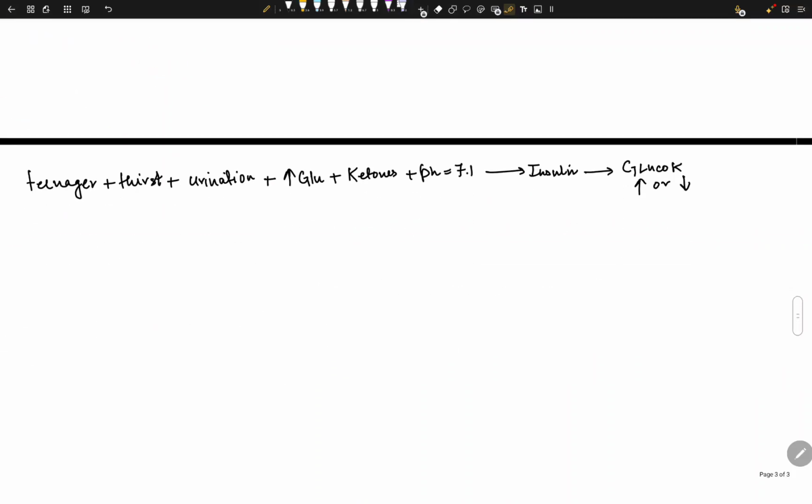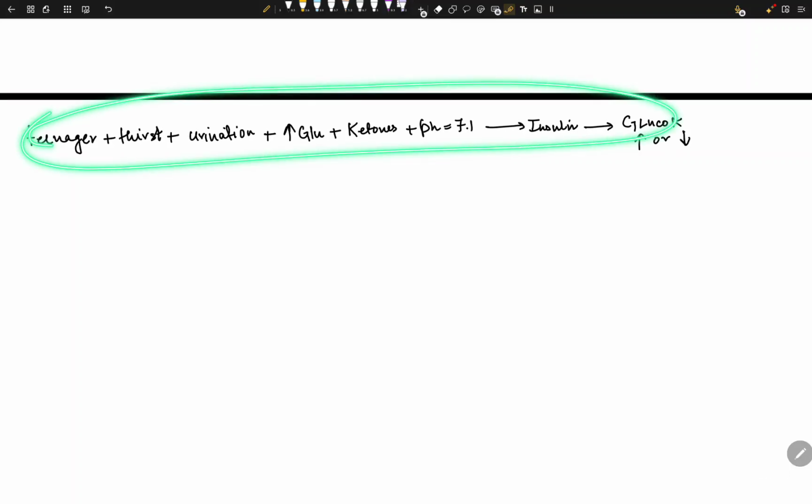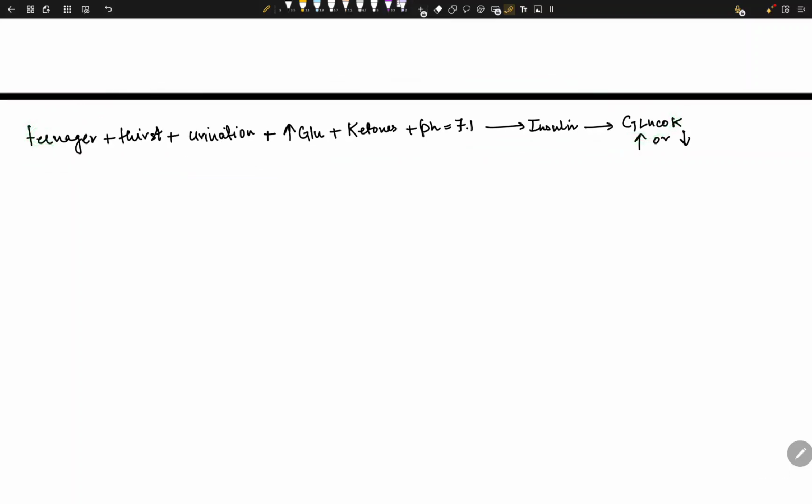So this whole scenario, this whole picture, is actually diabetic ketoacidosis, right? This person is going into ketoacidosis because she has no insulin. Now the question is, we gave her insulin.